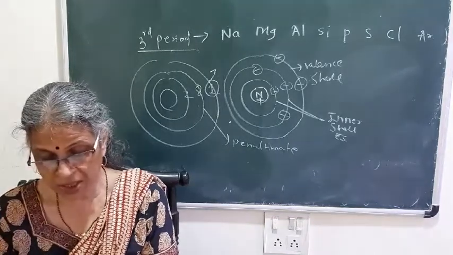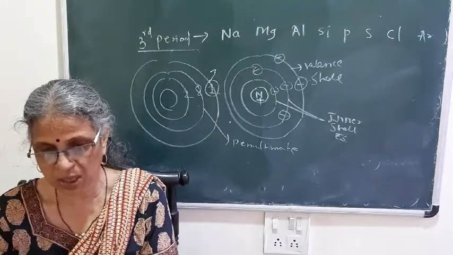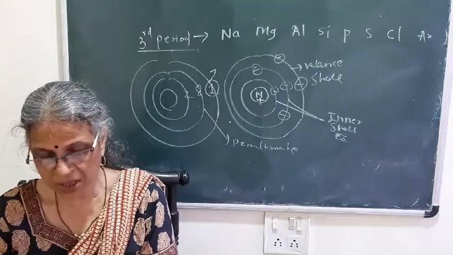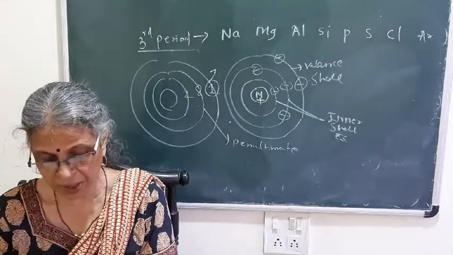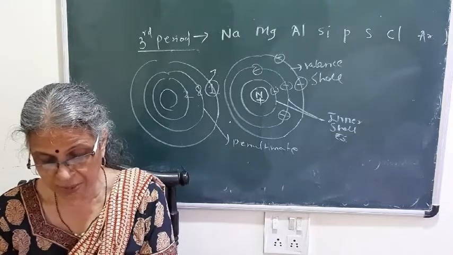To which period does this element belong? So how many shells are there? 1, 2, 3. That means the number of shells is the period number. So to which period does this element belong? Third period. Followed?